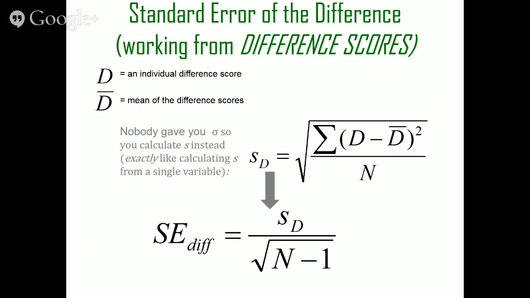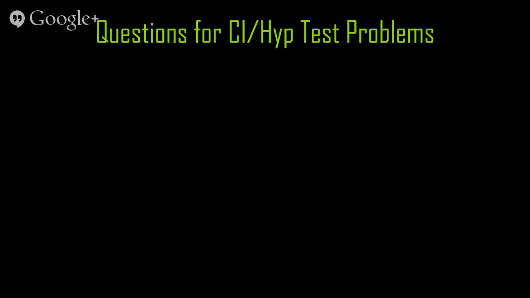So there you go. The standard error of the difference for a t-test for paired samples data is the standard deviation of the difference scores divided by the square root of n minus 1. N is the number of pairs.